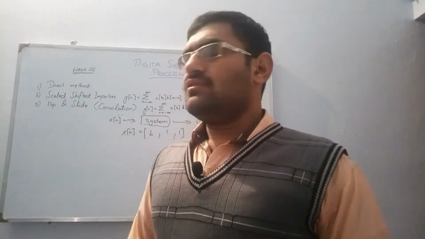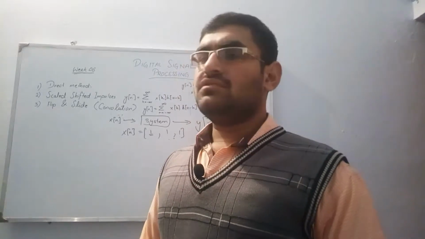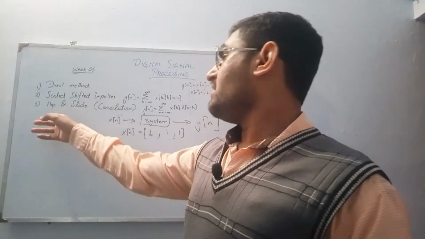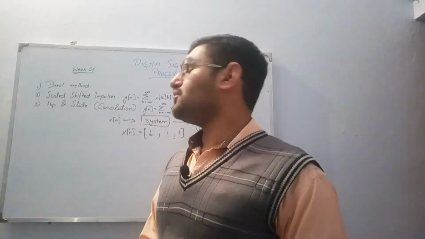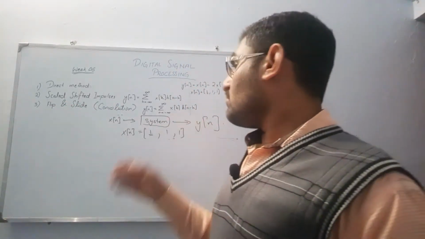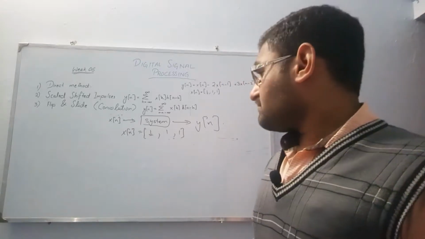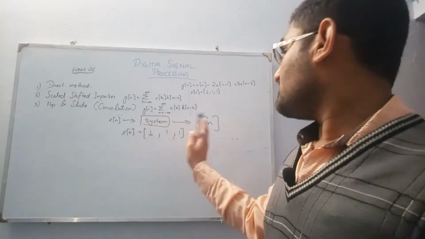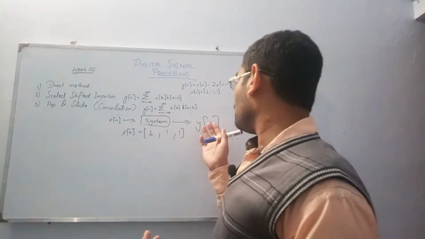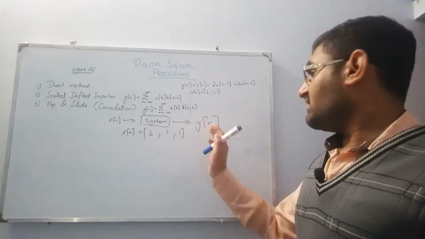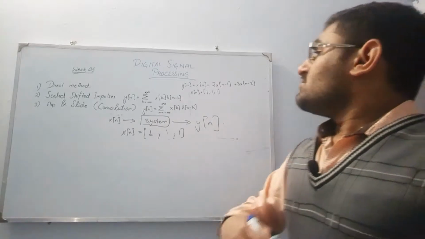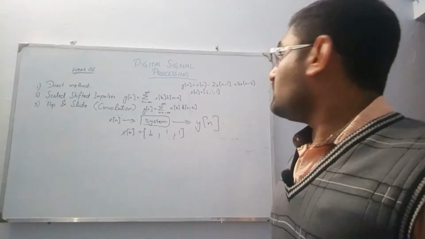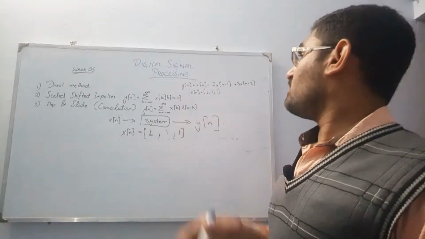Welcome to the lecture. Today I will tell you the direct method, scaled shifted impulses method, and the third one, convolution method of getting the output of the system. You know that when we pass the input through a system, it will always produce an output. So let me explain the first method, which is the direct method, through an example.